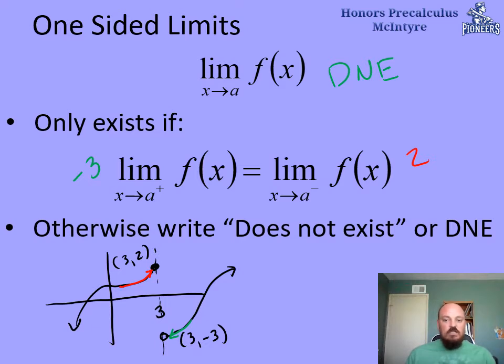So you can always check left and right limits separately. If you get the same answer for both of them, that's also the answer for the limit question. If you get different answers for those, then the limit question does not exist, it has no answer.